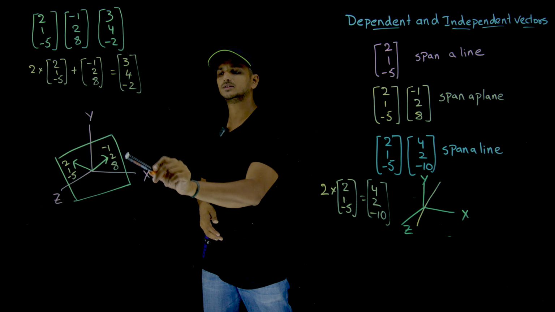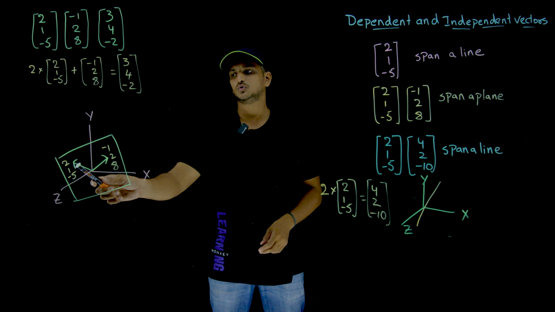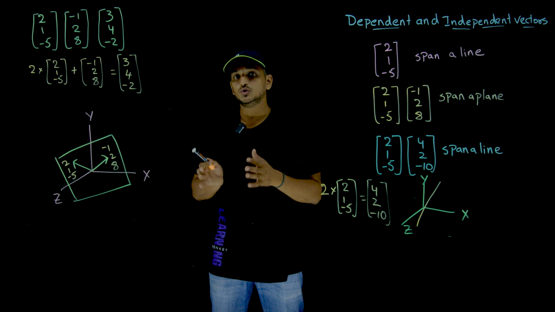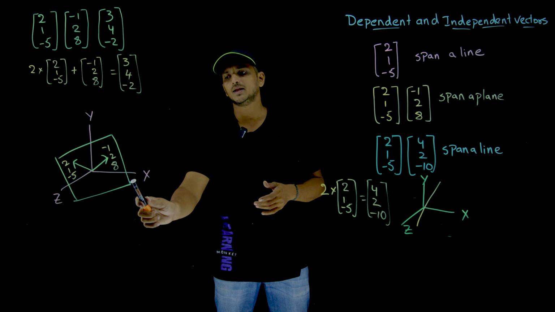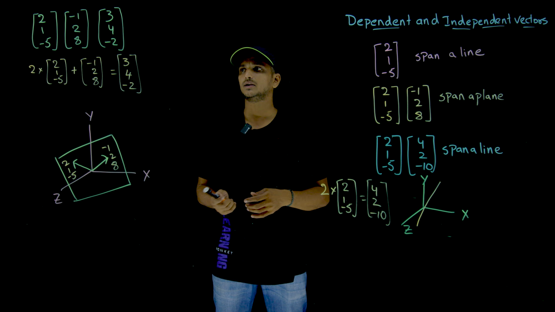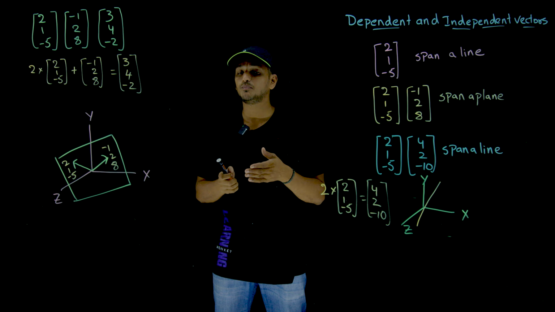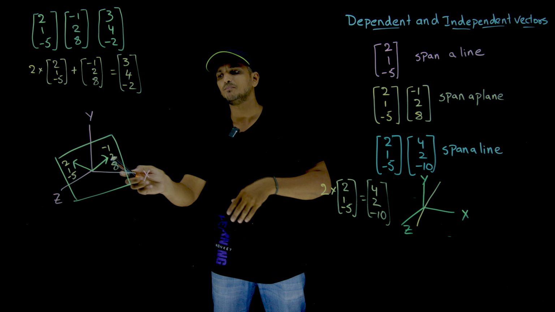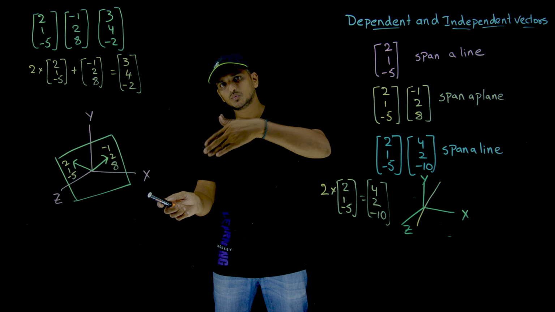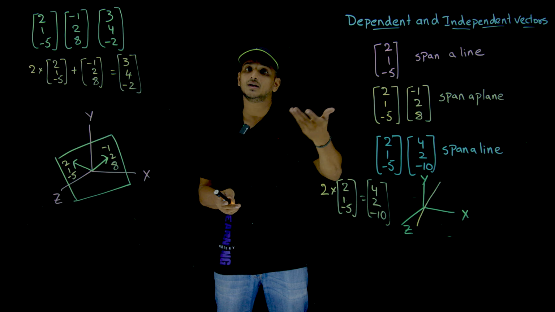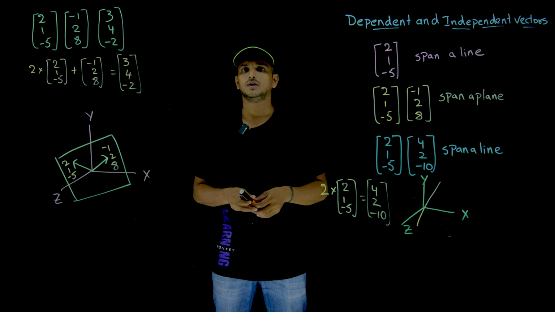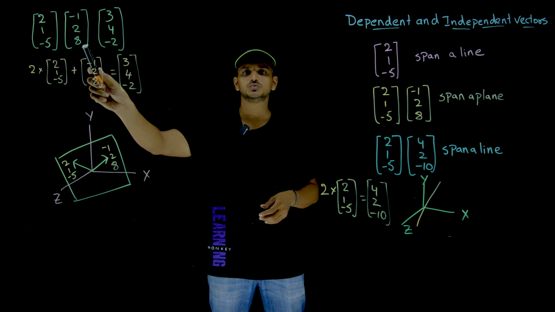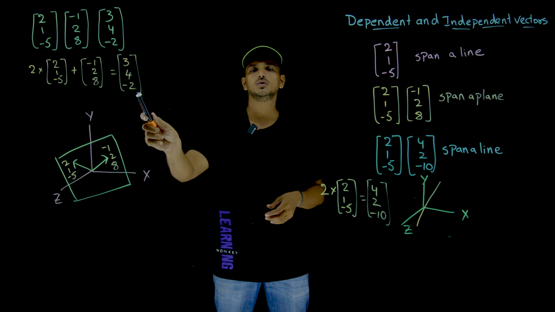See, this is a plane in a three-dimensional coordinate system. 2, 1, minus 5 is moving in this direction, minus 1, 2, 8 is moving in this direction. Using these two vectors, we are able to span a plane in a three-dimensional coordinate system. But the third vector is not helping us in moving in some other direction, because this vector is also in the same plane. It is not helping us to span the next direction. So that's why this is a dependent vector, because this vector depends on these two. By applying some vector operations, you are going to get this.